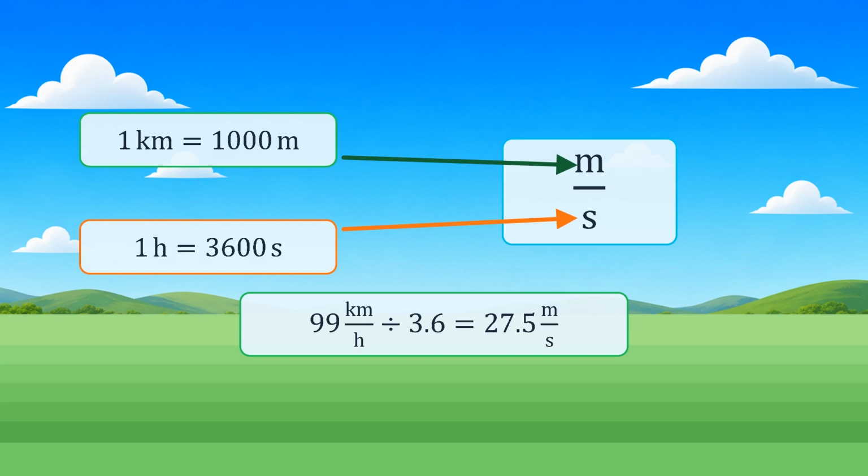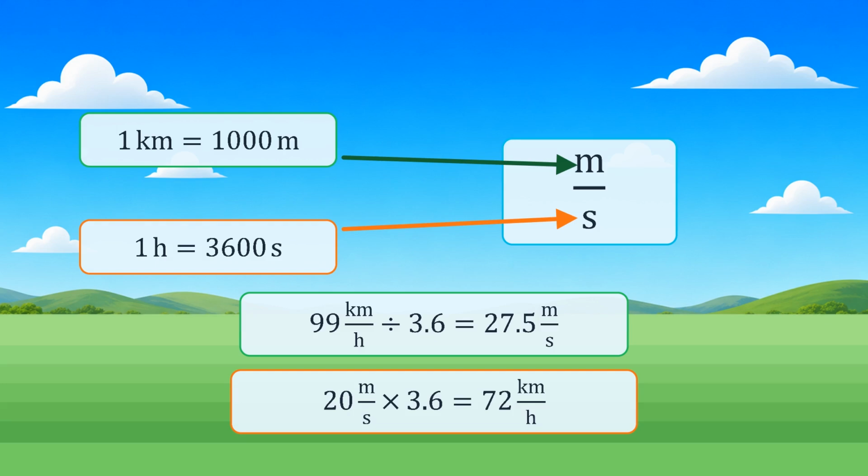For example, suppose we want to convert 99 kilometers per hour into meters per second. The length unit changes from kilometers to meters, and the time unit changes from hours to seconds. Because these are the familiar kilometers per hour and meters per second units, we divide by 3.6. 99 divided by 3.6 is 27.5. Therefore, 99 kilometers per hour equals 27.5 meters per second. In the reverse direction, 10 meters per second equals 10 times 3.6, or 36 kilometers per hour.